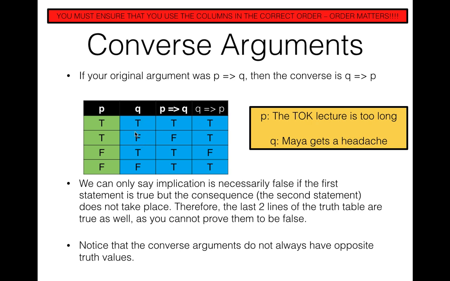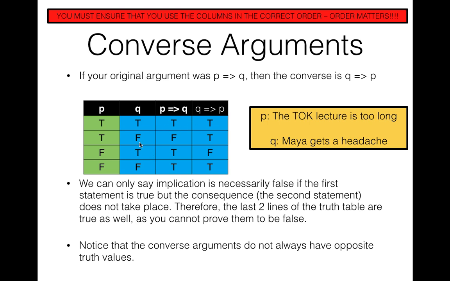If Maya does not get a headache, but the TOK lecture was too long, then the converse argument that if Maya gets a headache, then the TOK lecture was too long could possibly be true. We don't know. Maya didn't get a headache, but she could do if the TOK lecture was too long. We're not sure. So this ends up being true. So remember, if the first thing is false but the second thing is true, we have no evidence to suggest that they're not linked. So we have to make it true.